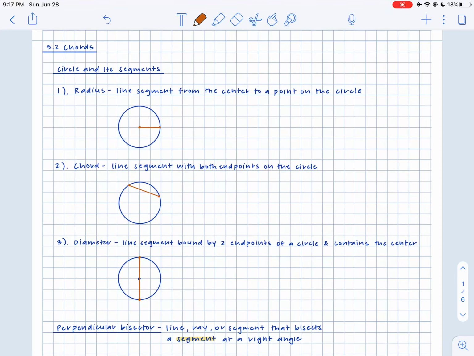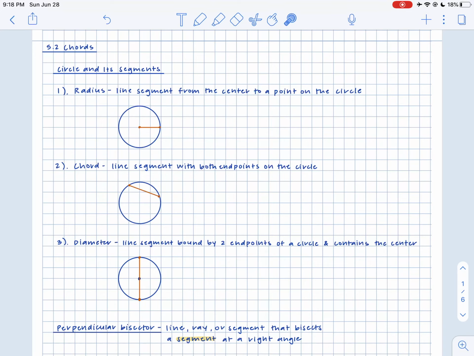Welcome to 5.2 Chords. In this lesson, we're going to talk about two new segments for circles, and we're going to focus a lot on chords. So in 5.1, remember we introduced the concept of a radius. In 5.1, we defined the radius as the distance from the center to any point on the circle, right? Another way to think about the radius is a line segment from the center to a point on the circle. Remember, it's a line segment because it is bound by two endpoints, okay? So that was one of the segments we talked about for a circle.